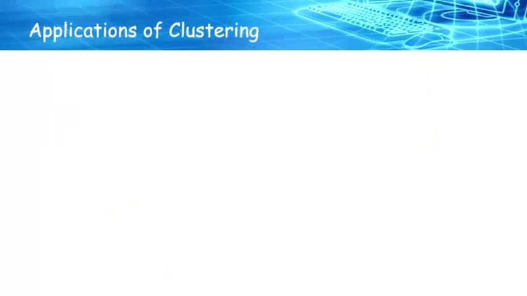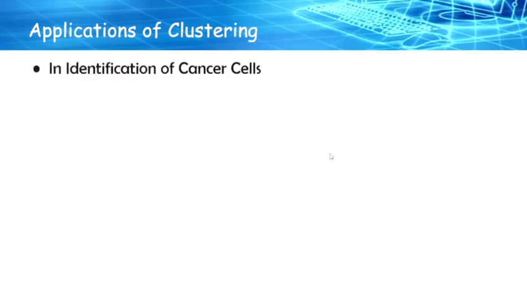Now I think we'll see a few of the applications of clustering, where exactly they are used. Like I randomly told about where they have been used, here we'll see a bit different one. It is used in identifying cancer cells. Clustering algorithms are widely used for identification of cancerous cells.